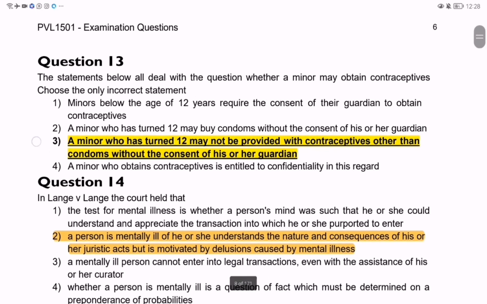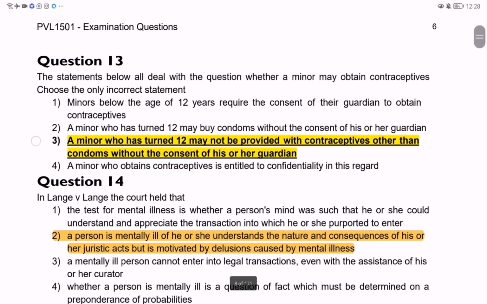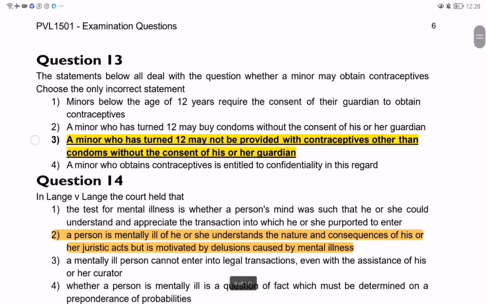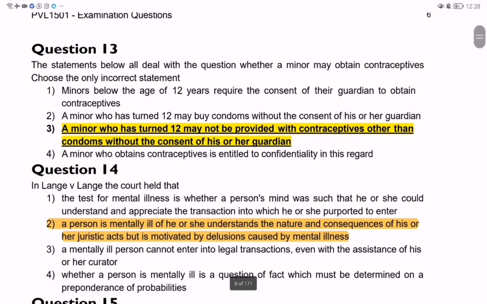The statements below all deal with the question whether a minor may obtain contraceptives. Choose an incorrect statement. Minors below the age of 12 require the consent of their guardian to obtain contraceptives. A minor who has turned 12 may buy condoms without the consent of his or her guardian. A minor who has turned 12 may not be provided with contraceptives other than condoms without the consent of his or her guardian. That's still a baby. True.